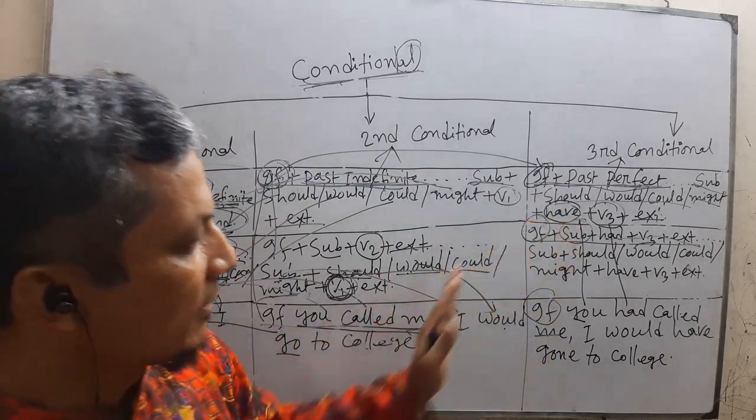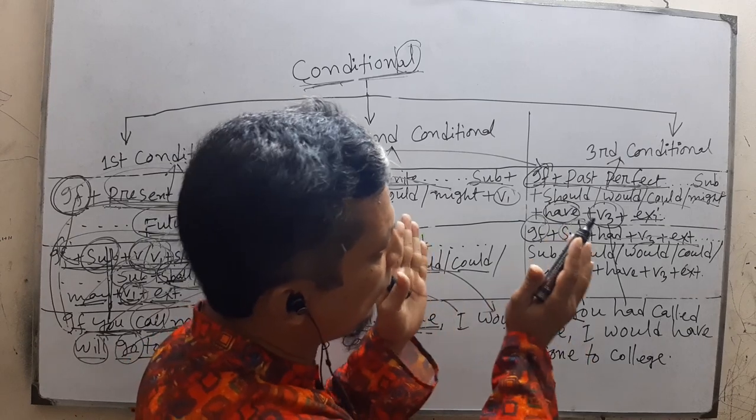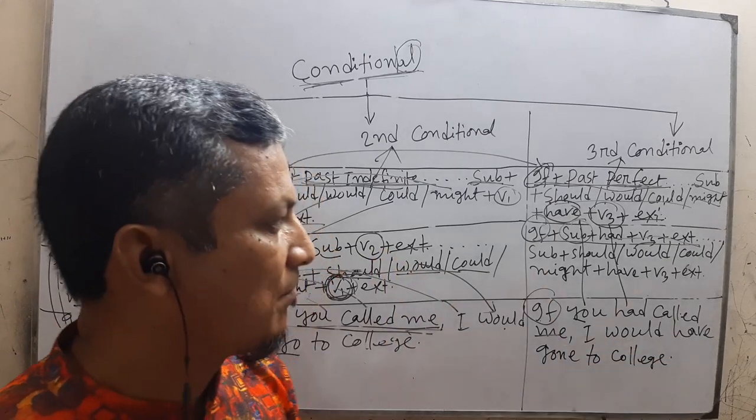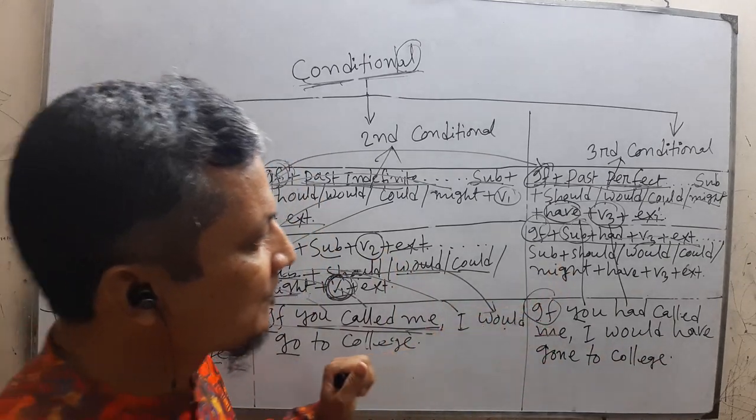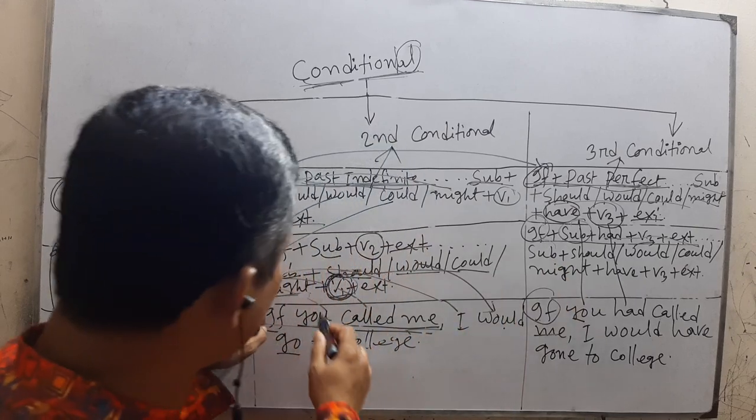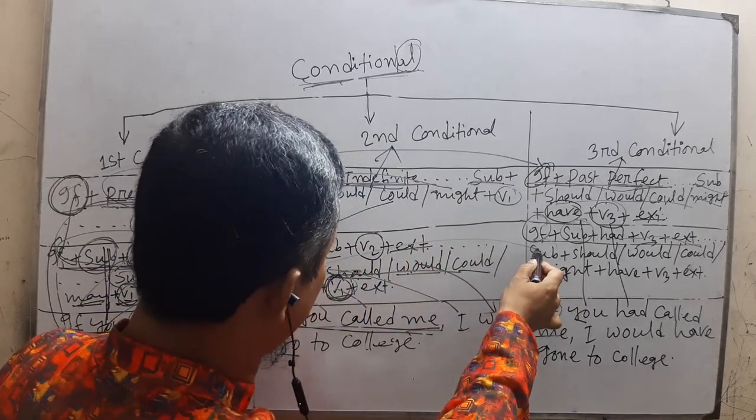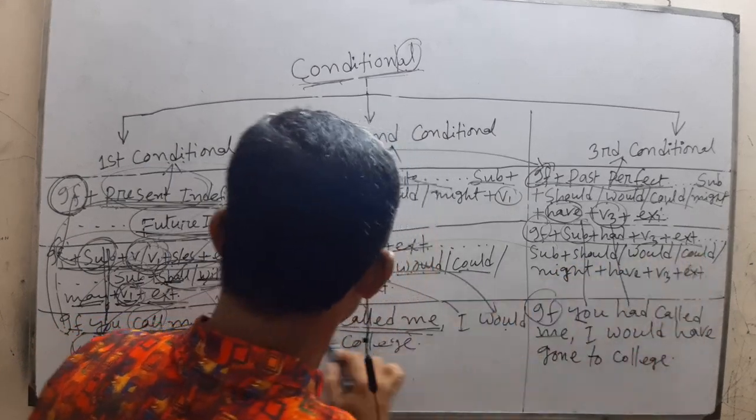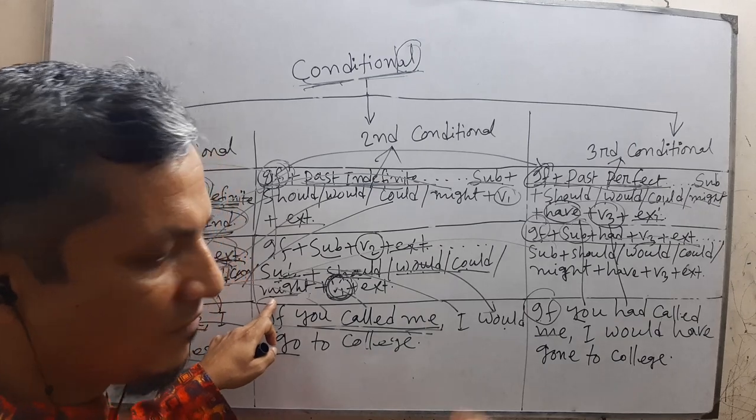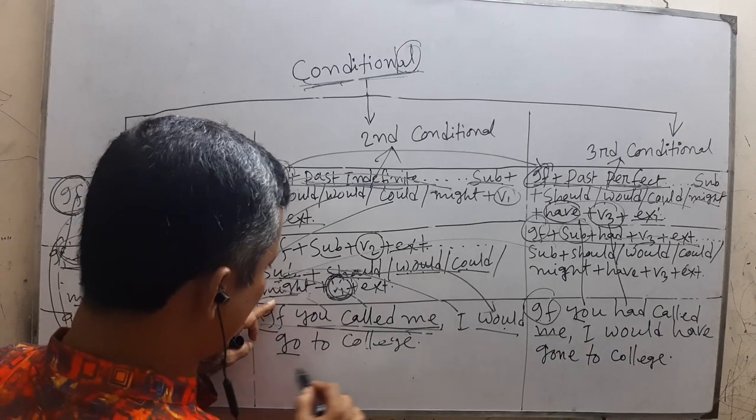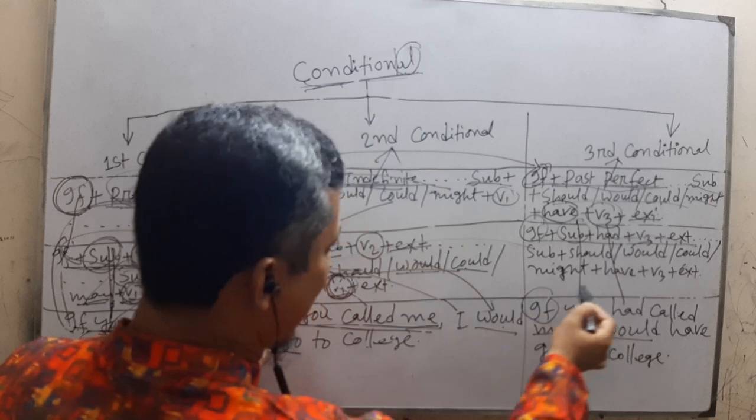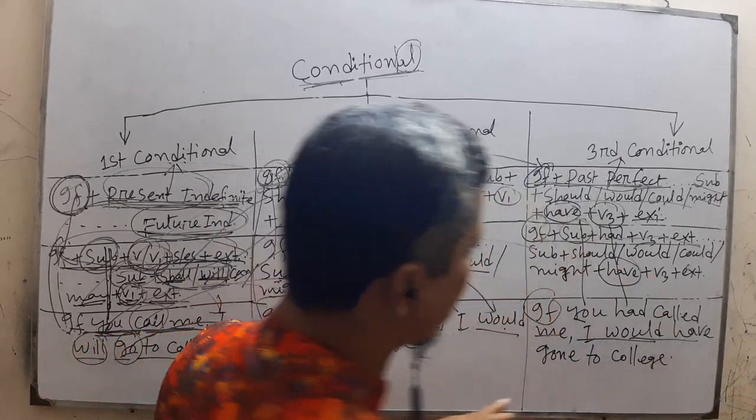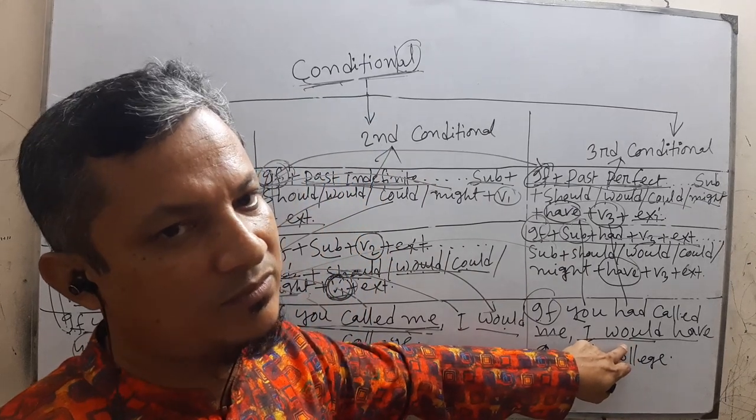Okay. Now, this is one part of the sentence of third conditional. I have to make another part of the sentence. Here is subject. Should, would, could, might. So I am giving I would. Here I have to add have. Am I clear to you, my dear students?